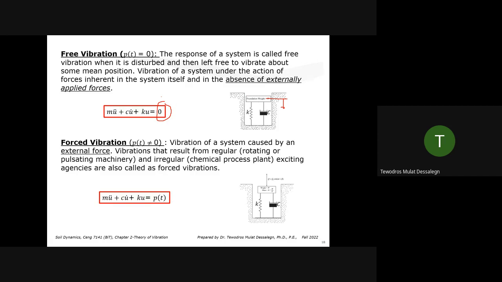And there is forced vibration. Let's say you have a motor sitting on a foundation block and it's continuously applying some sinusoidal force, let's say up and down vibration. So it's a continuous force, then this is a forced vibration. So your force term is not zero.